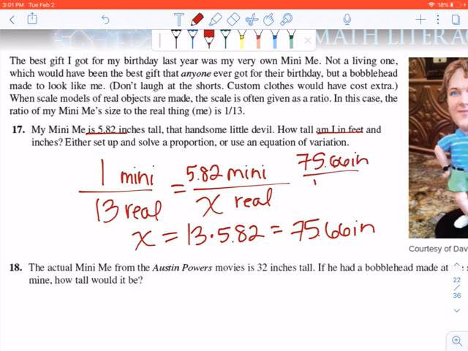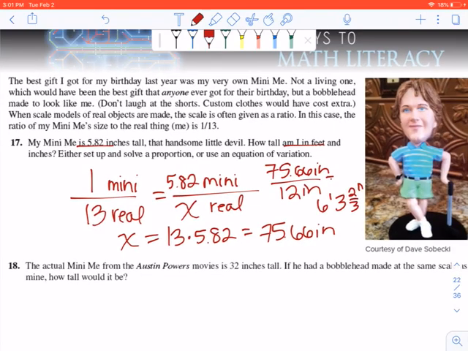75.66 inches divided by 12 inches will give me feet. You can use a conversion factor, but you should get about 6 feet. And this is very in depth here, because it'd be 3 inches and 2/3 inches. It's a little complicated there. We won't get into that, so don't worry about that.